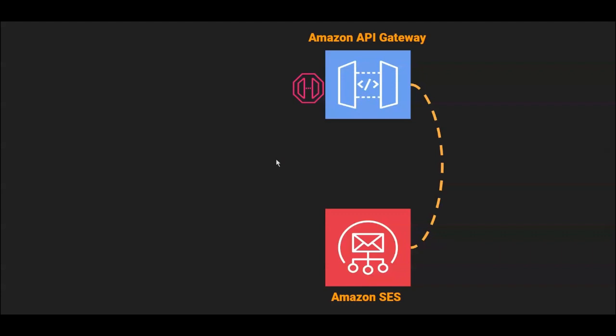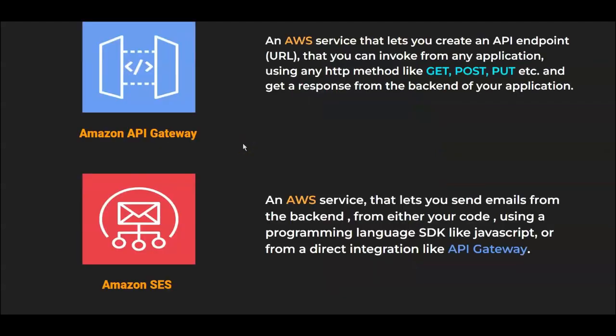If you're not familiar with API Gateway or SES, I'll go over them briefly, just so you have a starting point. So API Gateway is an AWS service that lets you create an endpoint, which is basically a URL that you can invoke from any application using an HTTP method like GET or PUT or POST, and you get a response back from that API that you can use in your application.